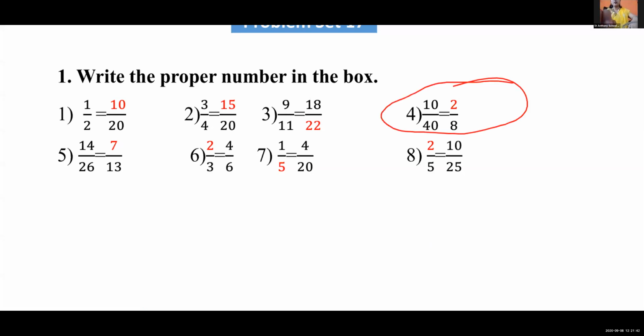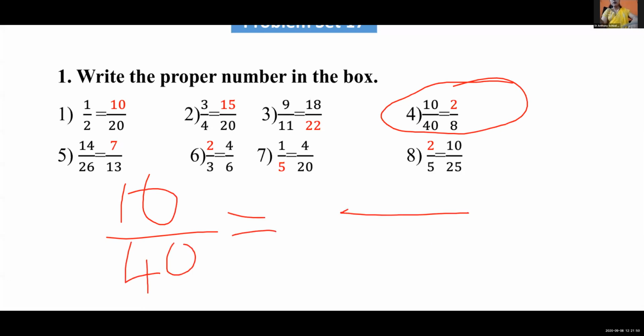Now we'll see the fourth example. 10 upon 40 equals to empty box upon 8. See, as I told you, if we multiply, we are getting the bigger number, and if we divide, then we are getting the smaller number. So here 10 upon 40 is there, and here empty box upon 8 is there. So 8 is smaller than 40, means here division takes place. यहाँ पे क्या हुआ? Division हुआ.